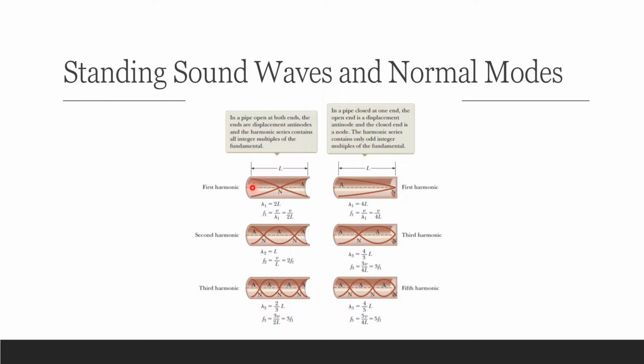So there are two types of pipe here, shown in this figure. This is an open pipe, meaning both ends are open, and this one is a closed pipe. A closed pipe means that one end is closed and the other end is open. So we call this one a closed pipe, and this one an open pipe.